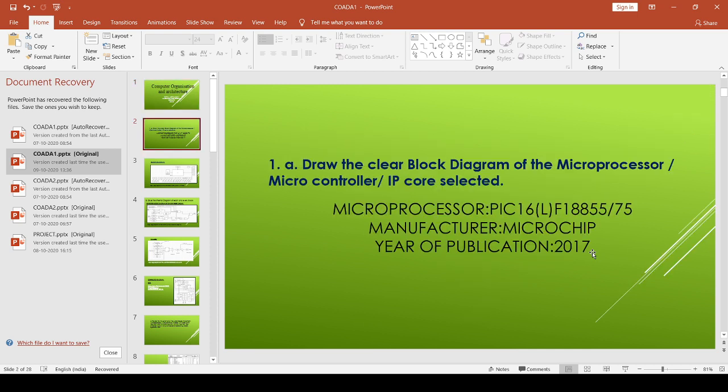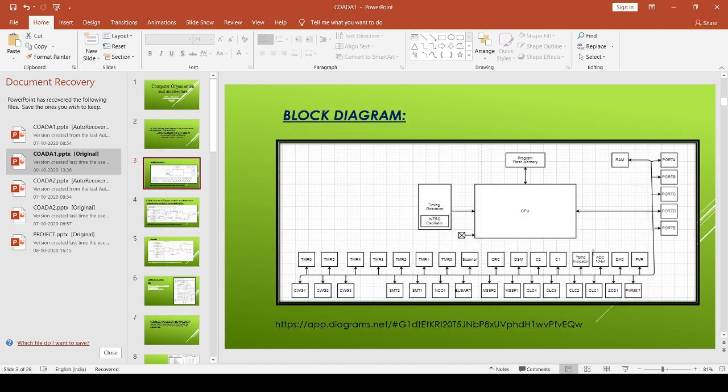Now I am going to discuss the microprocessor which I selected for my digital assignment, called PIC 16F18855. The manufacturing company is Microchip. Year of application is 2000.